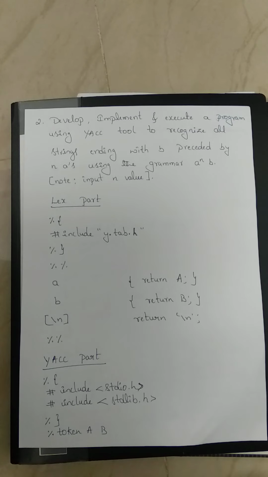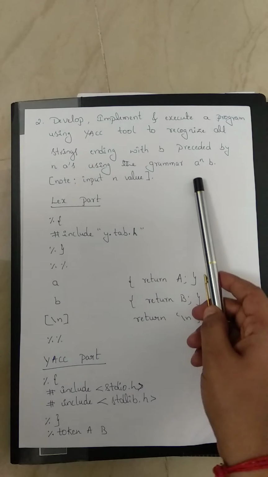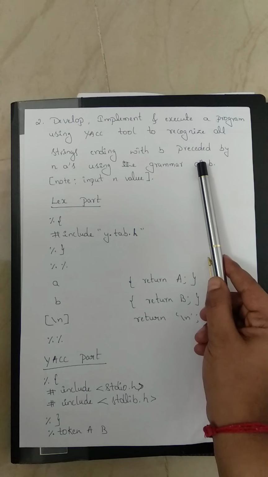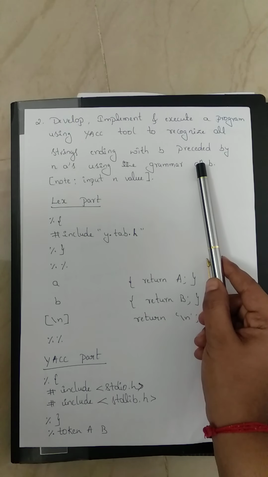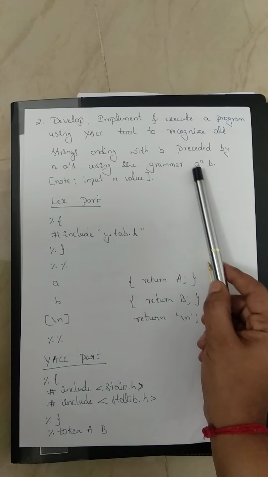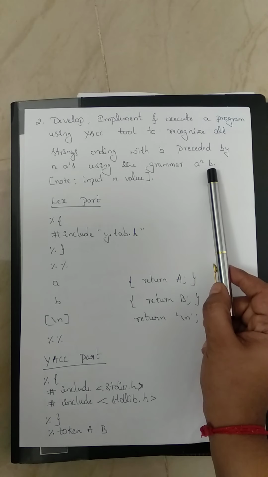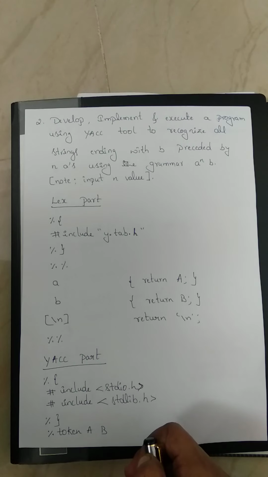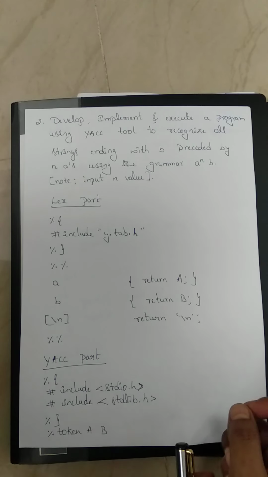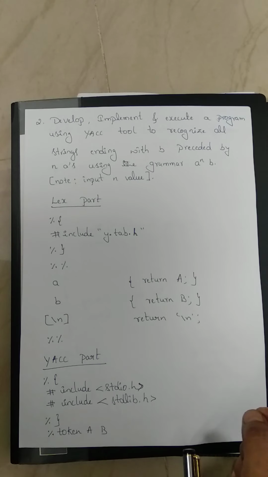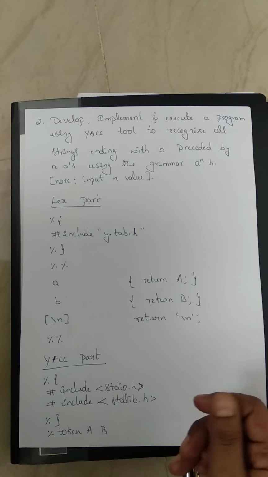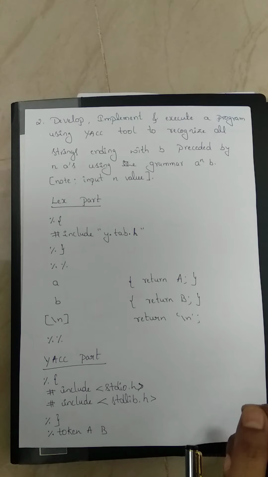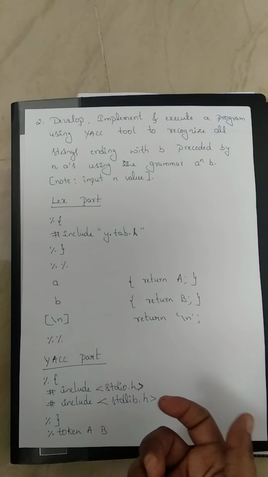Okay, so now we'll see how to write this program. What grammar should we consider? A power of n, where n can take a value from 0 to any value, and this grammar should end with a single B. So if I enter triple A B, that is A's followed by a single B, then that is a successful grammar. If I give the input as AABB, then that is an unsuccessful grammar.